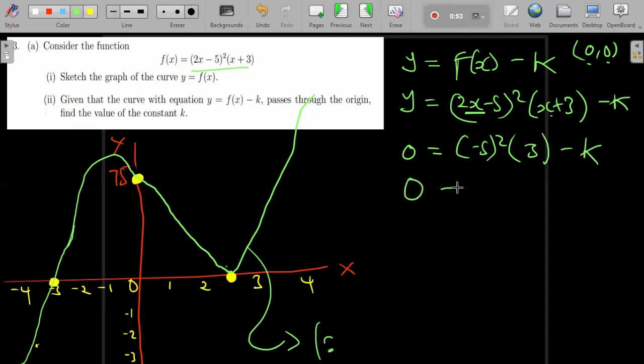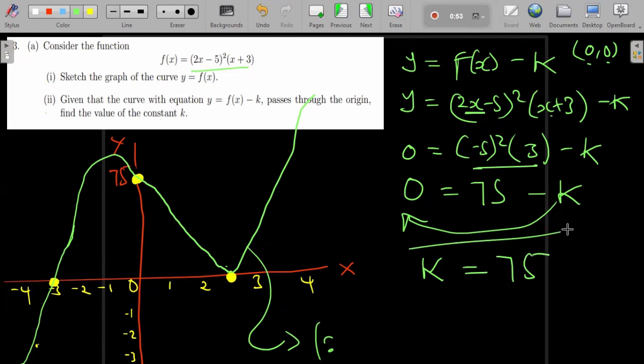So 0 equals, this here we already found was 75, and then minus k. So we take the minus k to the left-hand side, it's going to become positive k, which just equals 75. So if it passes through the origin, then k will just be 75. Right, so that's how we can do question A.